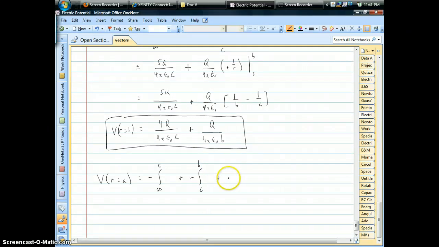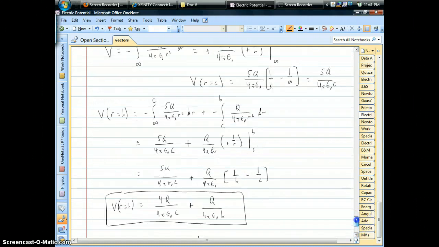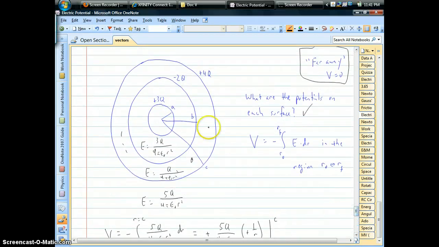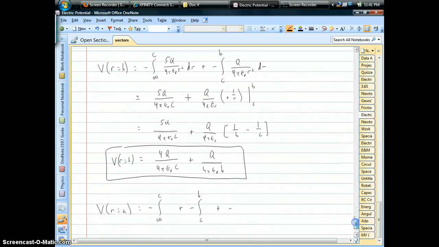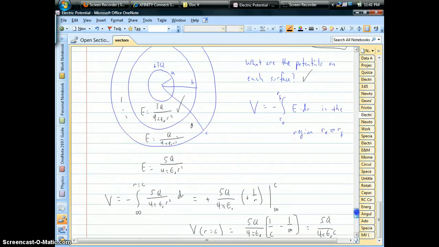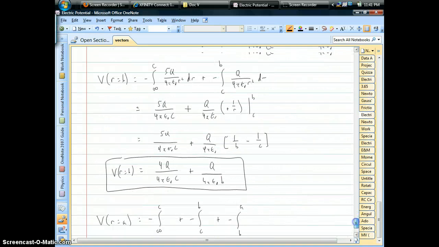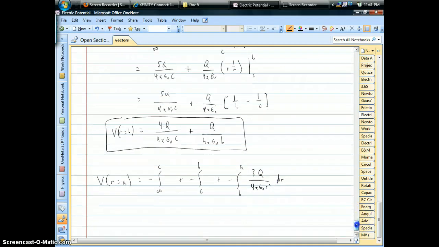And then we have to add to that. Once we pass B and go inward, now we're in a different region with a different field that we have to integrate, and add that contribution. So from B to A, which is where we want to end up, and we have to plug in that field. 3Q.